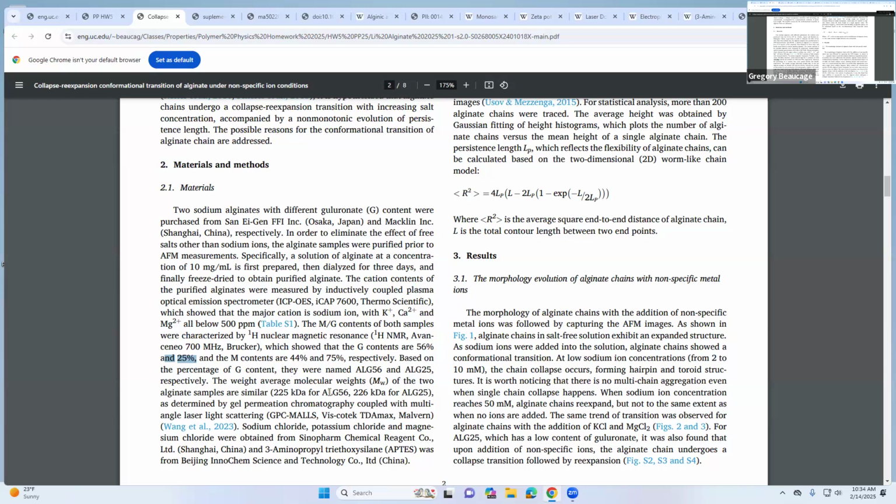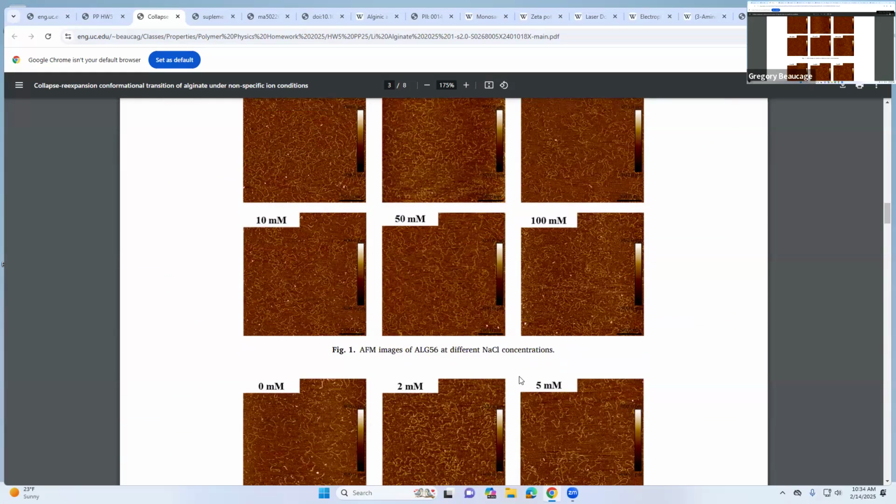Then of those two, well, he's got two, I guess he only has one molecular weight, sorry. So he's got two guluronate fractions, and he's got these molecular weights, 225,000 grams per mole, which is a decent molecular weight. Then you look at that, and I expected this was going to be a polydisperse molecular weight. In other words, you'd have a lot of short ones and some big ones, a huge dispersion.